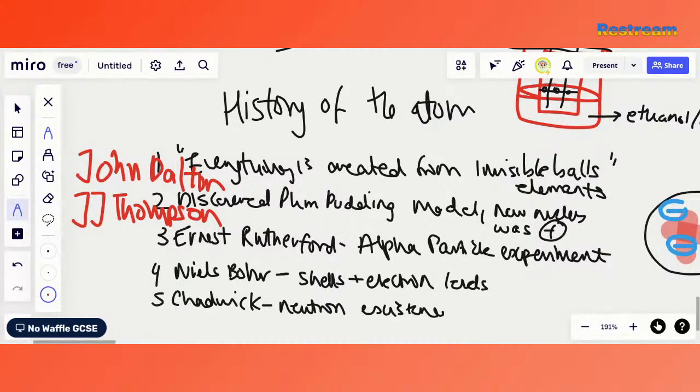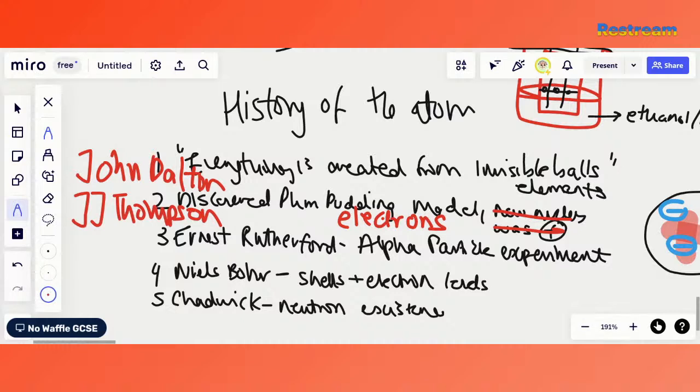So he did not discover that the nucleus was positive. J.J. Thomson discovered the existence of electrons. So he found out that there's a smaller thing, because John Dalton said the smallest possible unit in the world is an atom, and J.J. Thomson said no, there's a smaller unit within this atom which he called an electron.